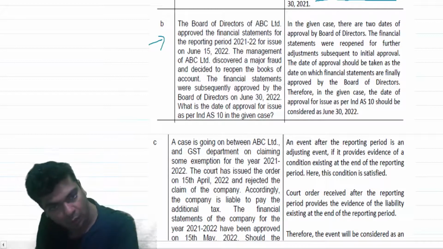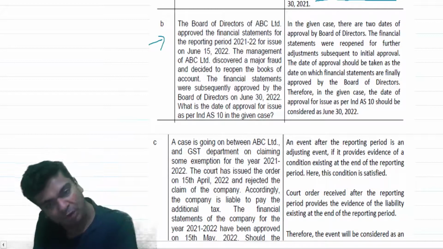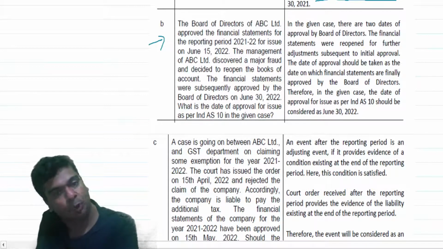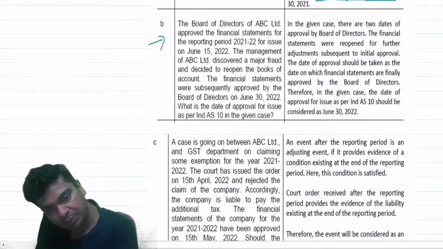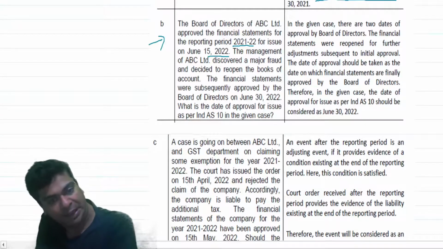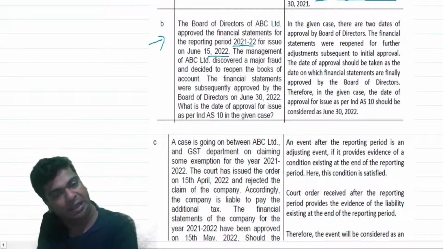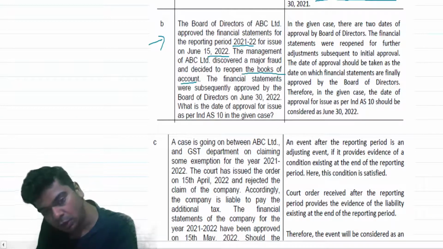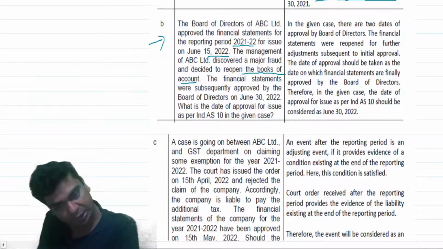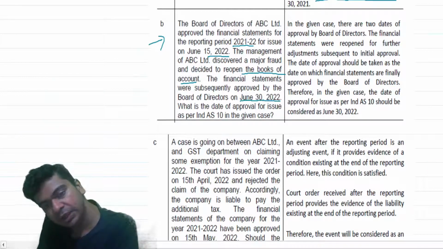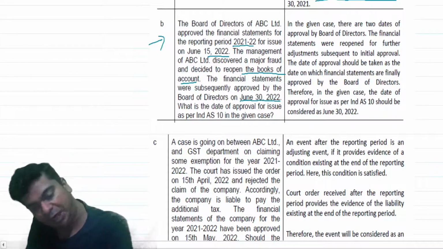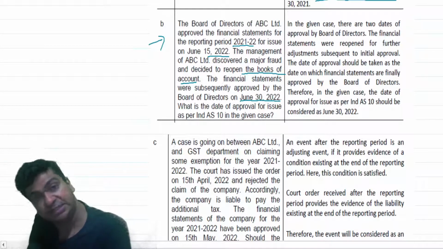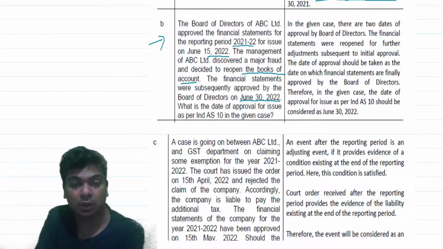Let's check with B. The board of directors of ABC Limited approved the financial statements for reporting period 2021-22 for issue on 15th June 2022. The management of ABC Limited discovered a major fraud and decided to reopen the books of account. The financial statements were subsequently approved by the board of directors on 30th June 2022. What is the date of approval for issue as per Ind AS 10 in the given case?